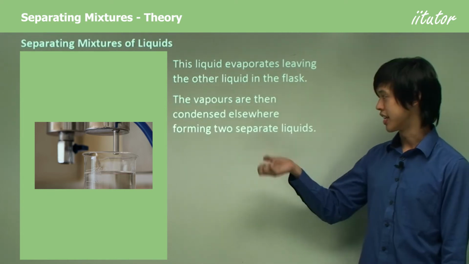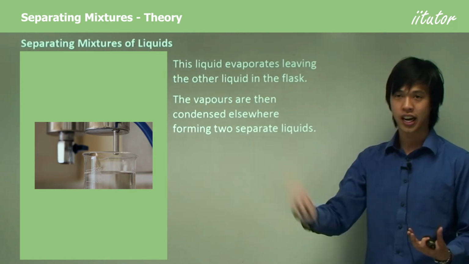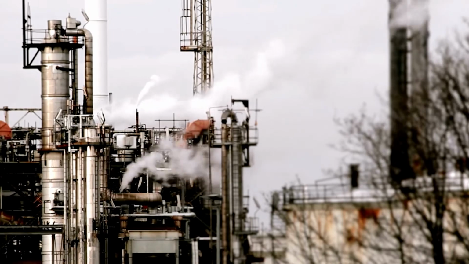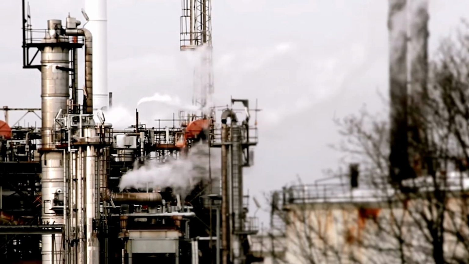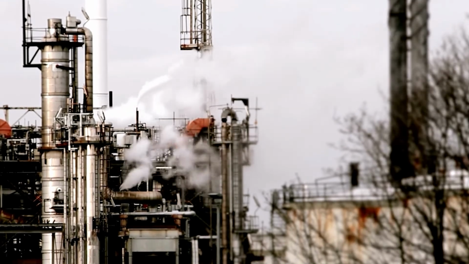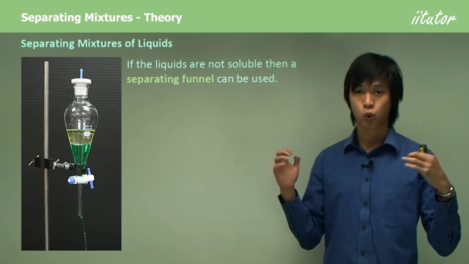You can then condense the vapors and then form two separate liquids. So if you trap the gases and condense them, you will get two liquids that are almost pure. This process is used in the refinement of petroleum, like petrol, and also the refinement of ethanol. When you get ethanol for your car from fermentation, you can use this process to get very pure ethanol. That was for two liquids that could dissolve in one another.